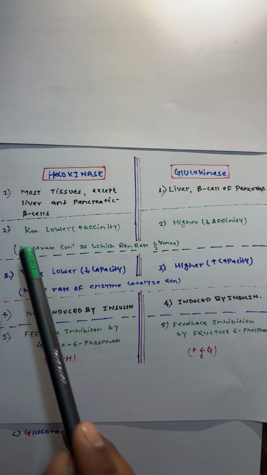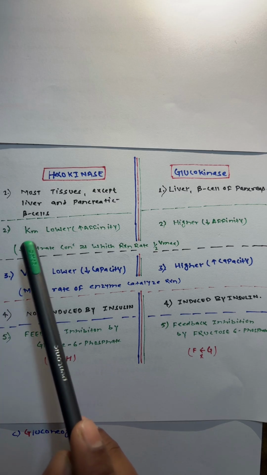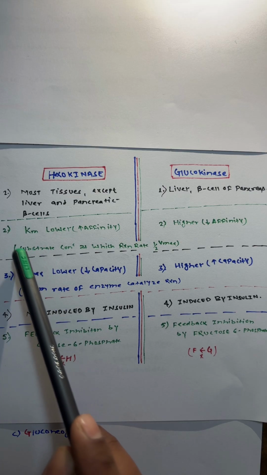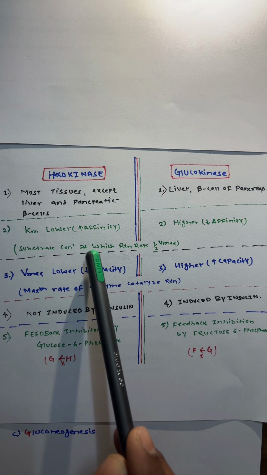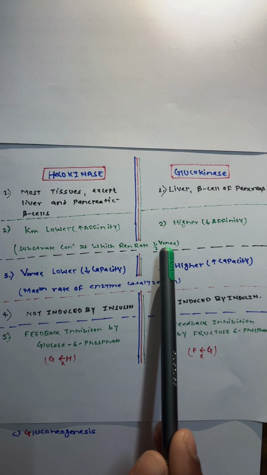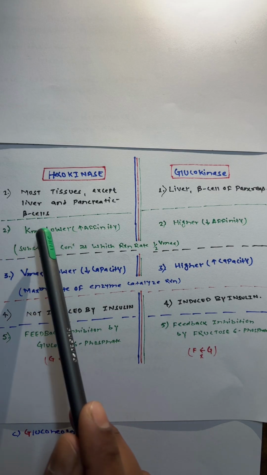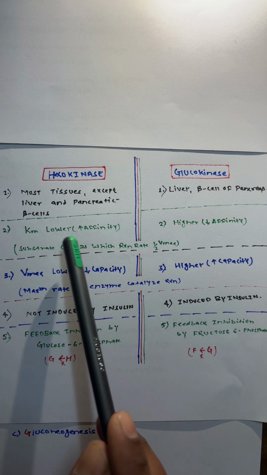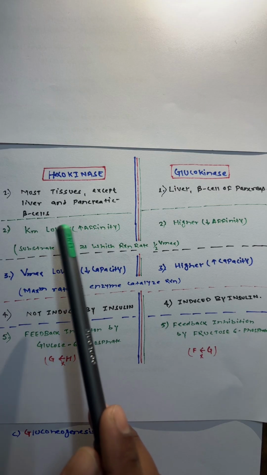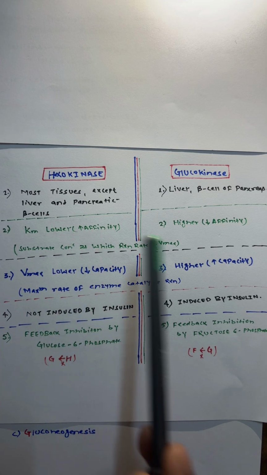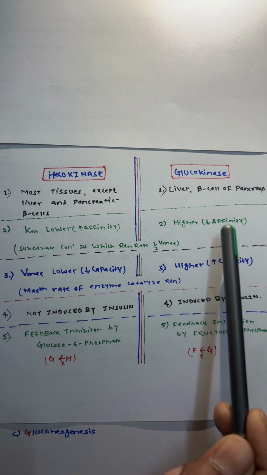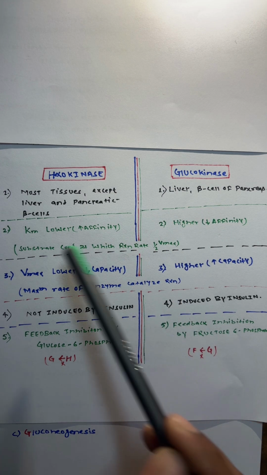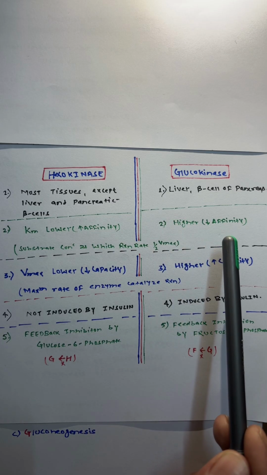Now we'll talk about Km. Km is the substrate concentration at which the reaction rate is half of Vmax. Km also defines the affinity of the enzyme. Km is lower for hexokinase, and if Km is lower, the affinity is higher. So for hexokinase, Km is lower and affinity is higher. For glucokinase, the affinity is lower because the Km is higher. Km and affinity are inversely proportional to each other.